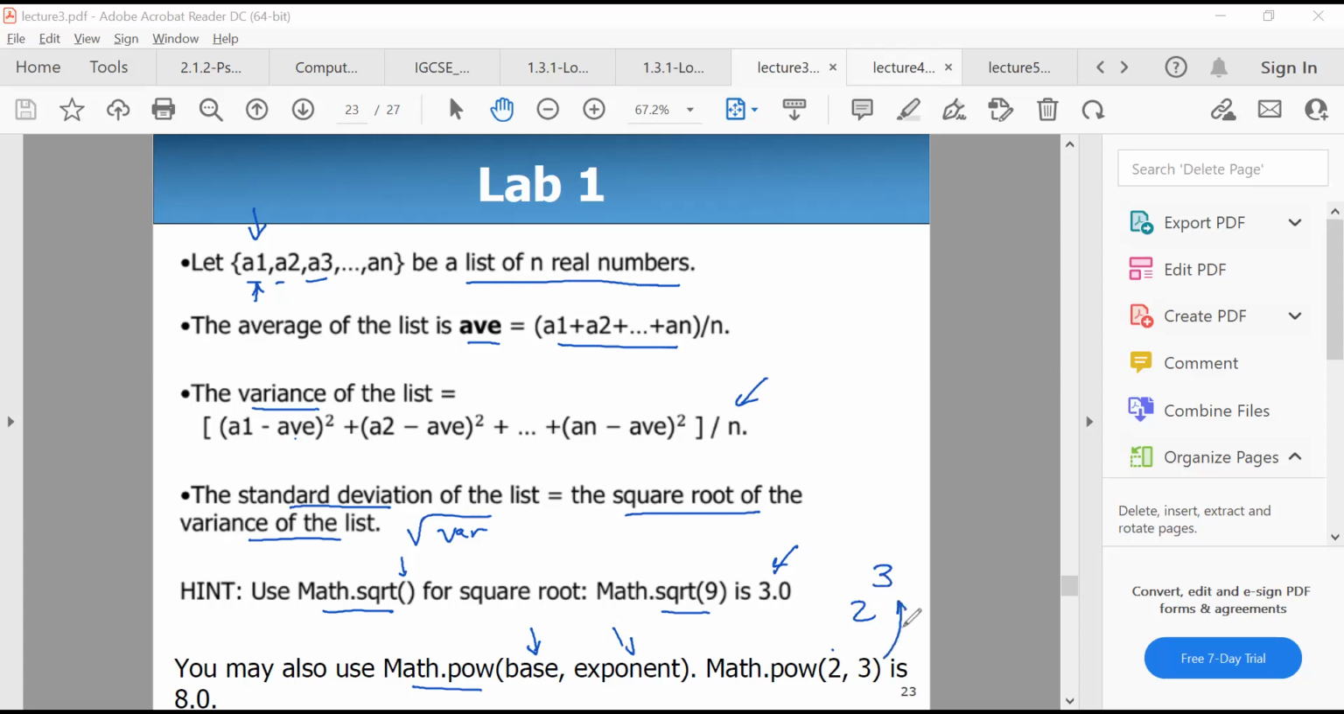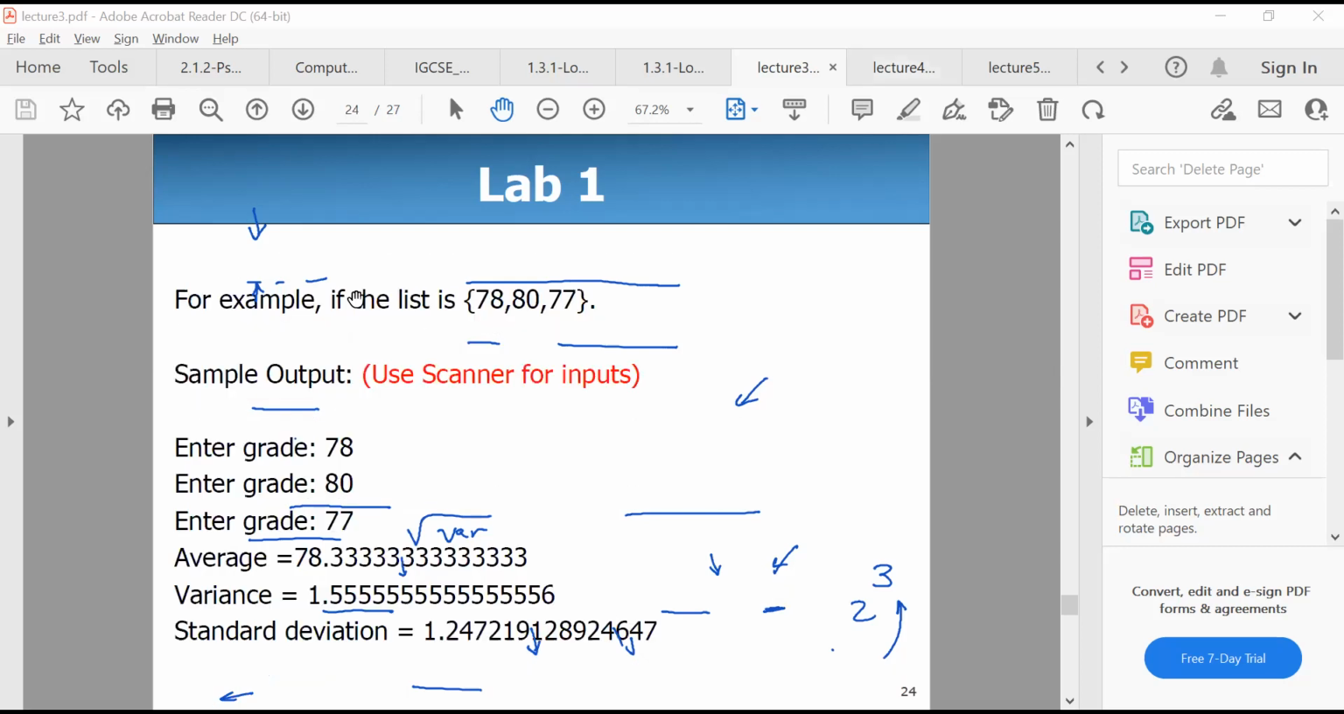Do you understand how it's done? Okay. Just be aware that math.pow and math.sqrt return a double. You pass it an integer, but it returns a double. The same goes here. Okay, good. So now I expect the output from that lab to be something like that.